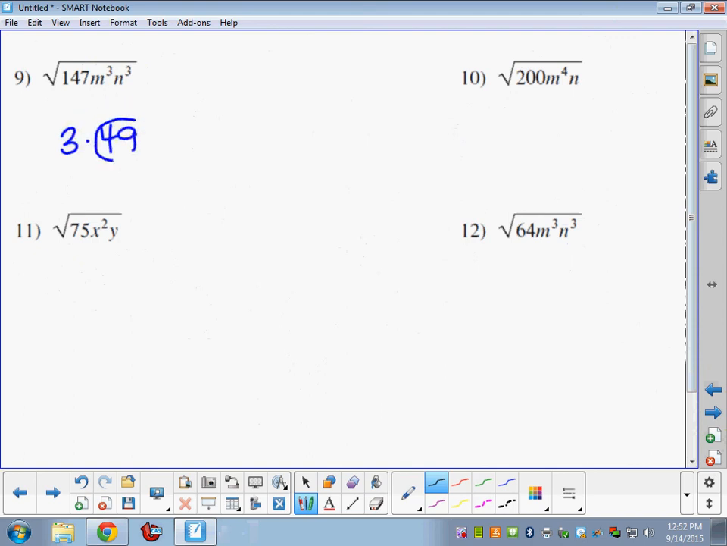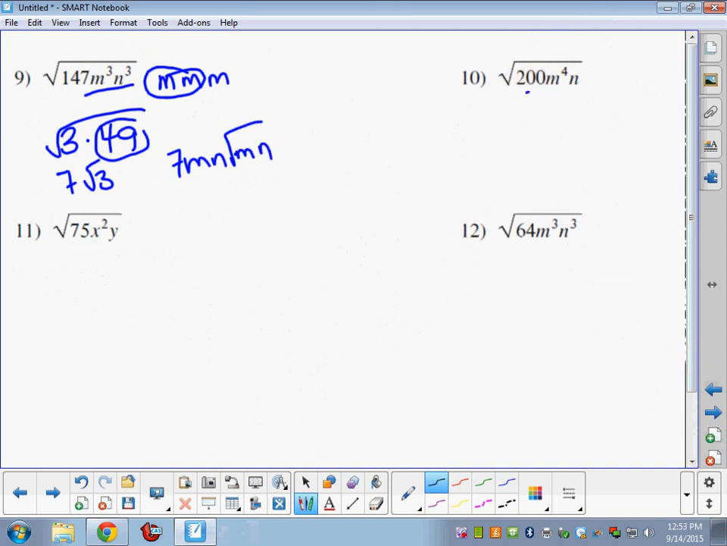So the 49 is going to come out. So I'm going to have 7 root 3 for my coefficients, and I need to deal with the variables. Both of those are going to have 3. I'm just going to show with the m's. So I'm going to have a pair. So each one is going to have 1 letter come out and 1 letter stay under.